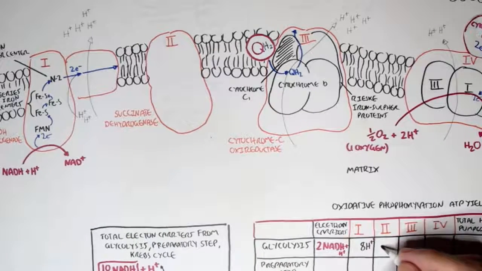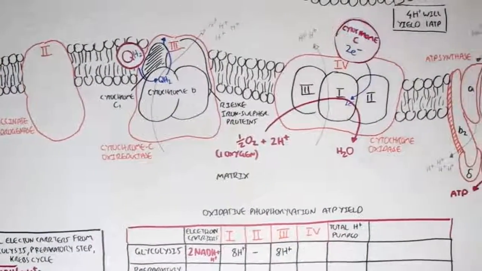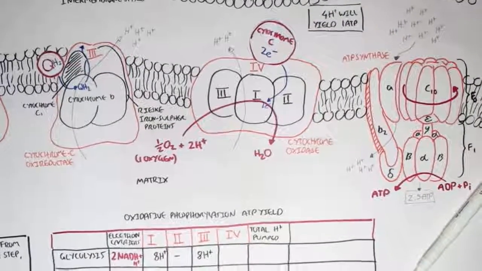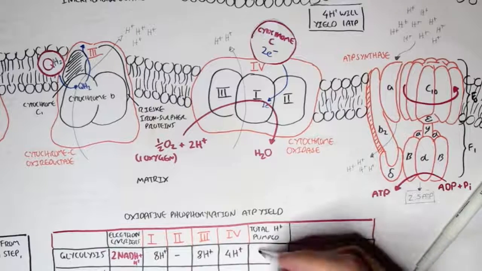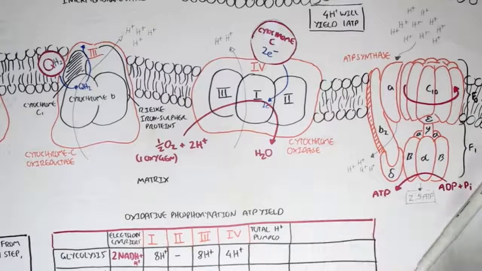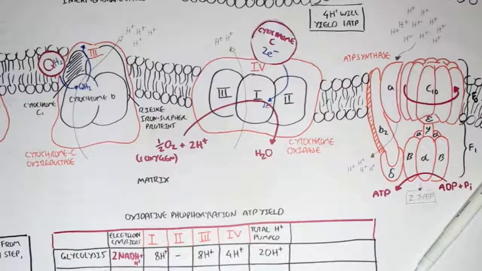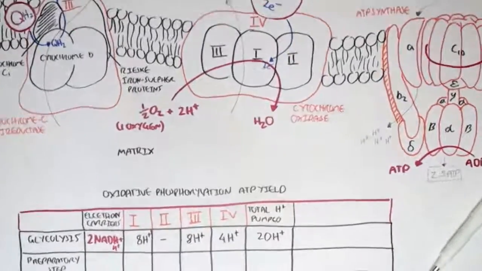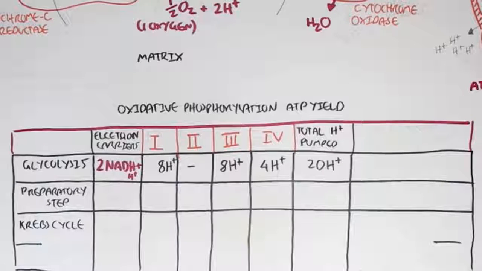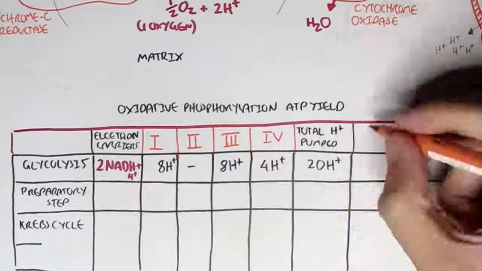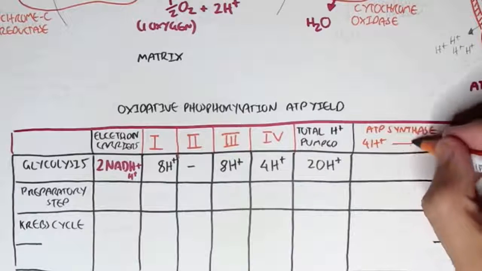And then for complex 2, nothing is pumped out. Complex 3, 4 hydrogen ions get pumped out into the intermembrane space for each NADH. So because it's 2, it gives us 8 hydrogen ions. And then for complex 4, 2 hydrogen ions are pumped for each NADH, so 4 hydrogen ions. So the total hydrogen ions pumped by 2 NADH molecules from all the complexes equates to 20 hydrogen ions. So now we have 20 hydrogen ions in the intermembrane space from 2 NADHs, the electron carriers.